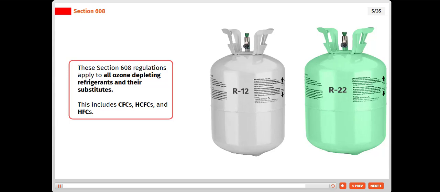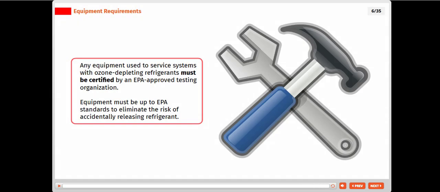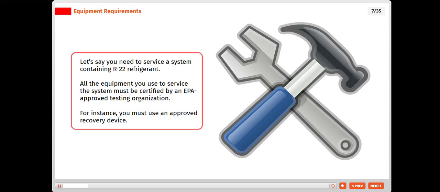Any equipment used to service systems with ozone-depleting refrigerants must be certified by an EPA-approved testing organization. Equipment must be up to EPA standards to eliminate the risk of accidentally releasing refrigerant. Let's say you need to service a system containing R22 refrigerant. All the equipment you use to service the system must be certified by an EPA-approved testing organization. For instance, you must use an approved recovery device.